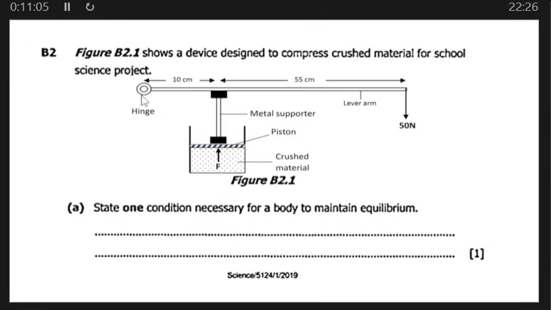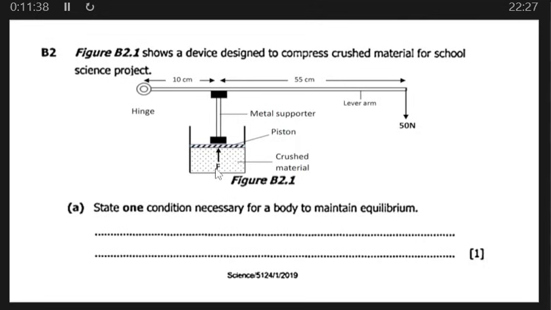So we can see the hinge, which is the pivot, the turning point. We can see this one, the lever arm. Then we can see also this part here called metal support. Then we can see this one as the piston, and inside here we can see crushed materials, and we can see here a force. And if you were to analyze properly this diagram, what we can observe here is that as this force is pushed downward, so this piston goes on the material and crush them.